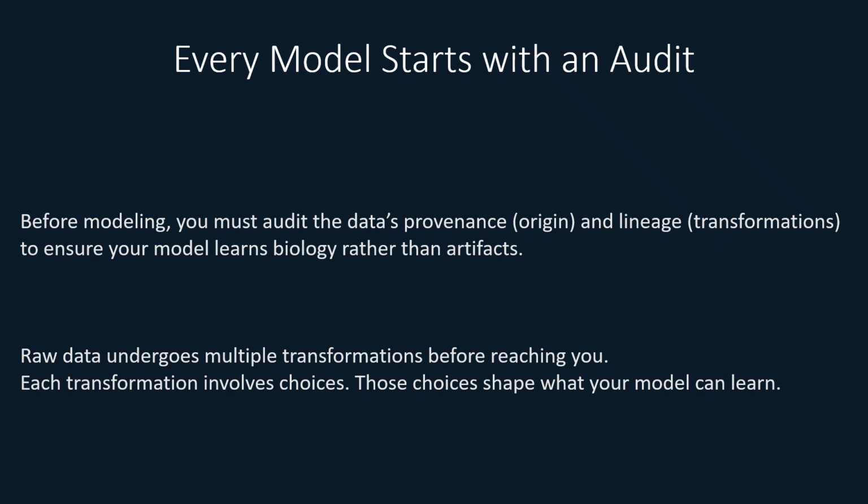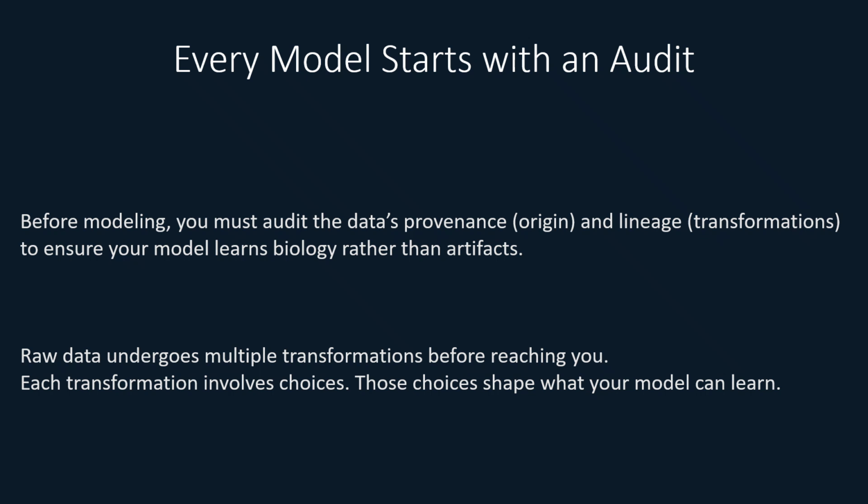Raw instrument data is filtered, normalized, aggregated, and labeled so that it becomes useful. Each of those steps reflects scientific judgment, and those decisions determine what biological signal remains in the final file. If they are not understood, models may end up learning patterns introduced by processing rather than the properties of the underlying biology that you are actually interested in.